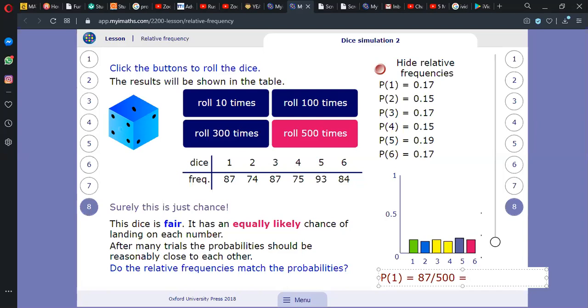Let's see if it matches the relative frequencies. So 87 divided by 500. By the time you calculate that, you're going to have 0.174. So it matches 0.174. I challenge you to do the rest and find out if they also match. I expect that they will all match.